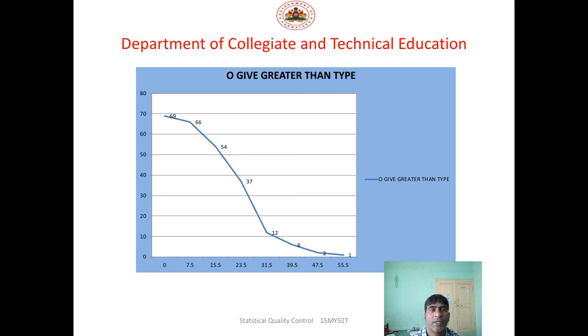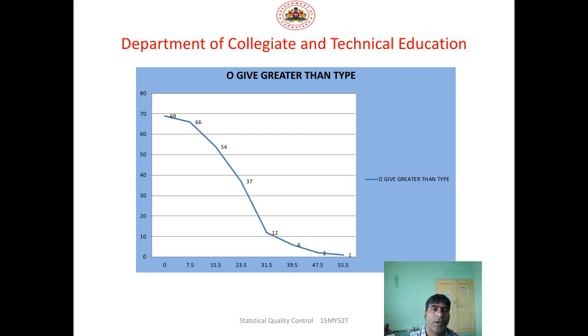Okay, so here, for frequency greater than 0 we are having 69. You can refer to your previous table. For 7.5 you got 66. For greater than 15.5 you got 54. For greater than 23.5 you got 37. For 31.5 you got 12. For 39.5 you got 6. For 47.5 you got 2. For 55.5 you got 1.